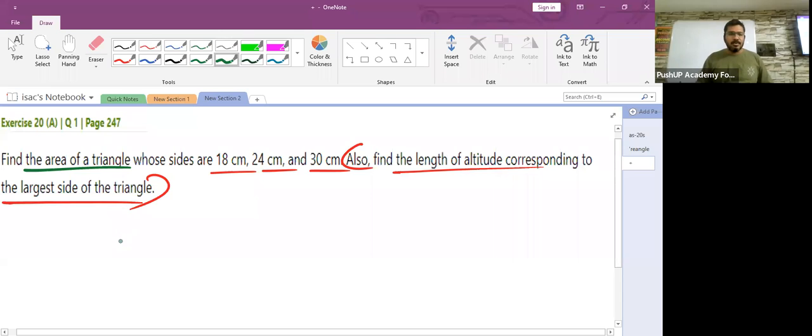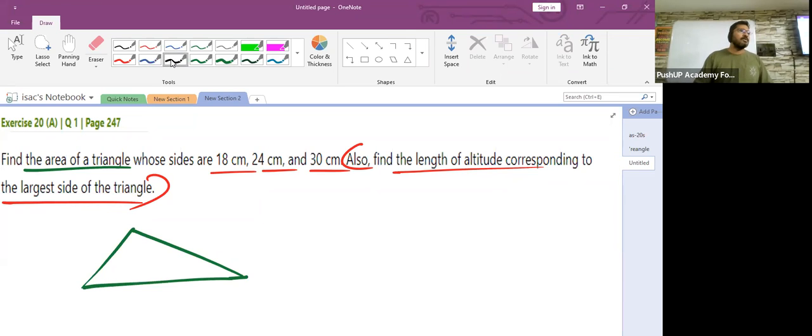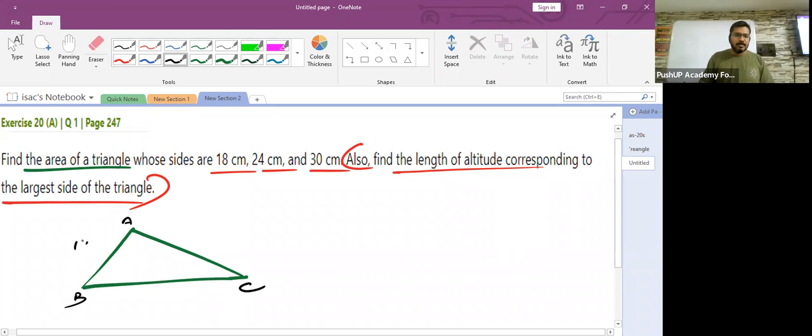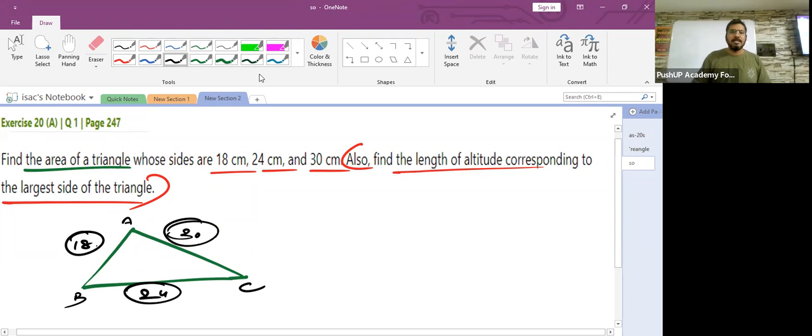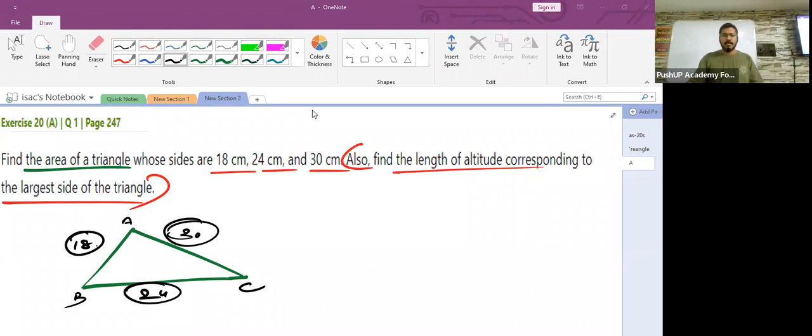So if I ask you what type of a triangle it is, a scalene triangle. Why? Because all the three sides are different in measurement, right? So A, B, C. Side AB I'm assuming as 18 centimeters. Side BC I'm assuming as 24 centimeter. And side AC as what? 30 centimeters. All right. Very good, Albi.